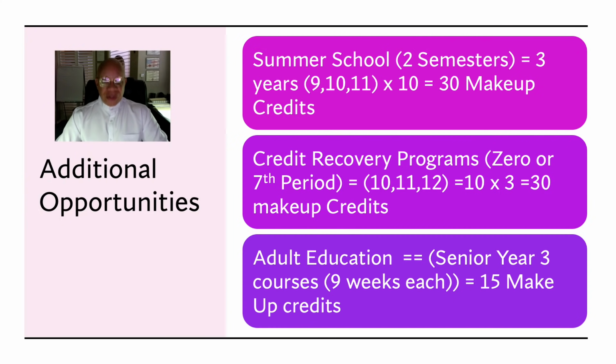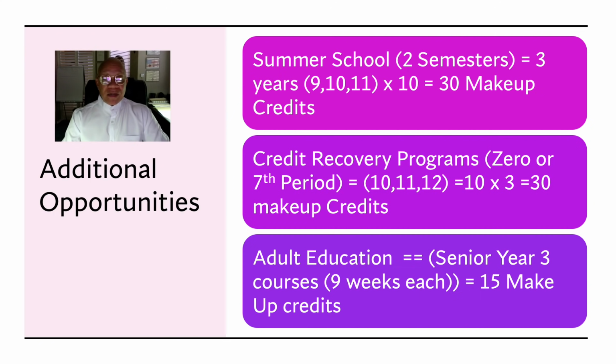There are additional opportunities, okay? One is summer school. Summer school is normally done right during the summer, which means you normally can take 2 courses, which means you can earn 10 credits, and over 3 years, because you're going to take it the summer of your freshman year, the summer of your sophomore year, the summer of your junior year. You're planning on graduating on time, so you got 30.